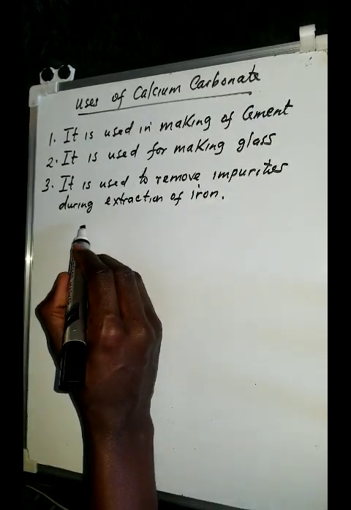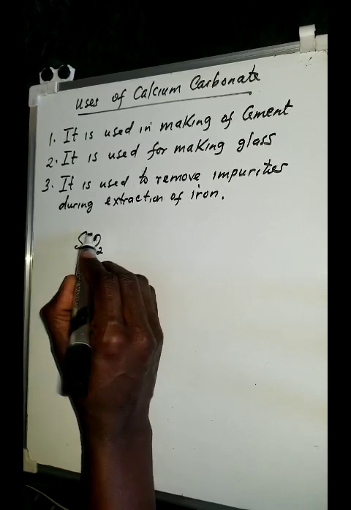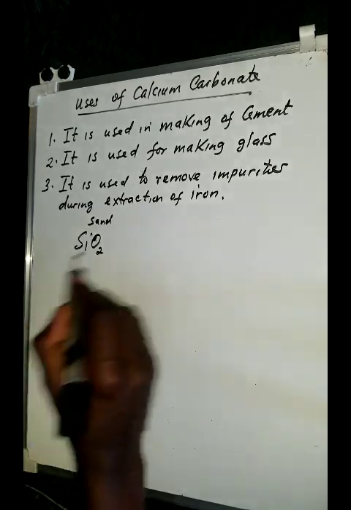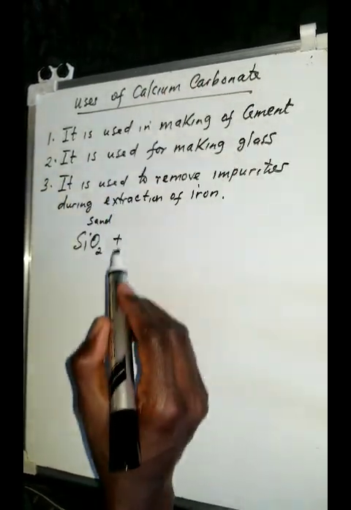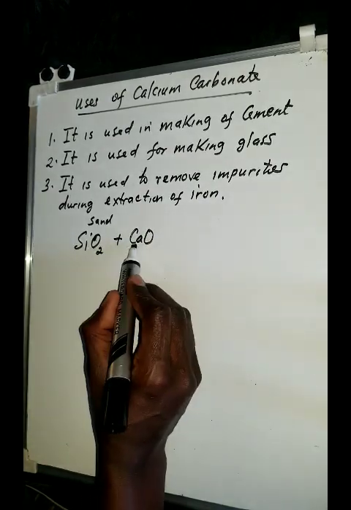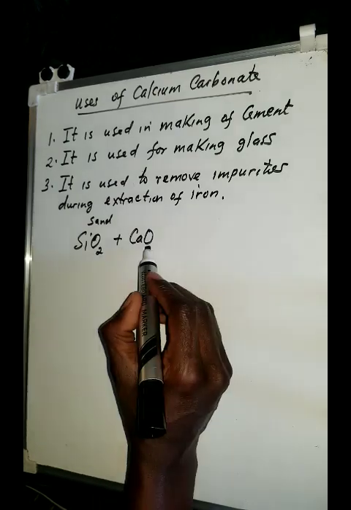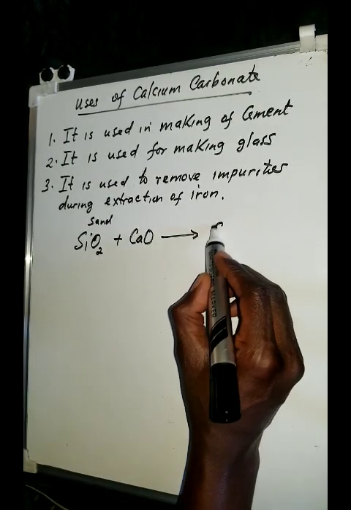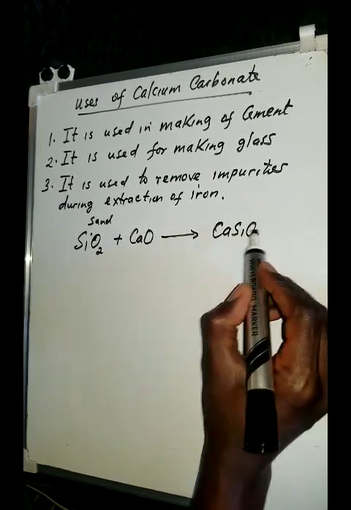For example, what we commonly call sand, silicon dioxide, is the impurity that is there, and it is going to be reacted with calcium oxide. When calcium carbonate decomposes, it produces calcium oxide. That calcium oxide will react with the silicon dioxide, which in this case is the impurity. And when these two react, calcium silicate is going to be produced.